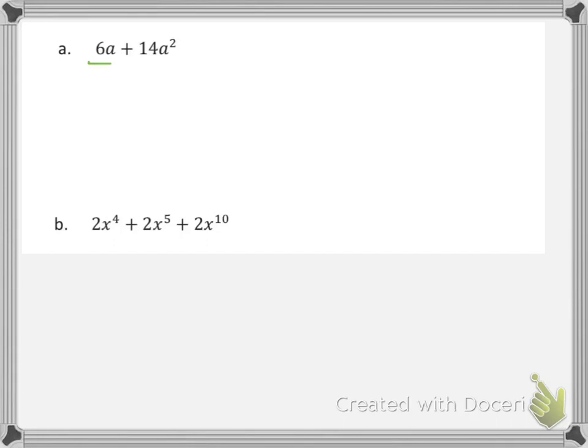So I'm going to take a look at both of these terms of my binomial, and I'm going to find out what the greatest common factor is. So I'm just going to make myself a reminder that I want the greatest common factor of these two terms, and then I'm going to divide it out of that binomial.